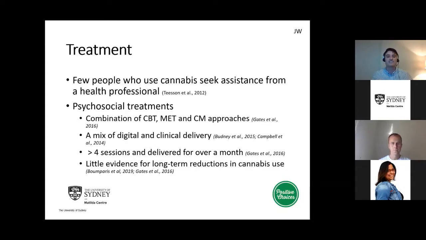So emphasizing that digital delivery again. They have also been shown to be optimal when they have more than 4 sessions and are delivered for over a month. Now, unfortunately, although psychosocial treatments have been shown to lead to reductions in cannabis use at post-treatment, there is little evidence to suggest that these reductions persist long-term.